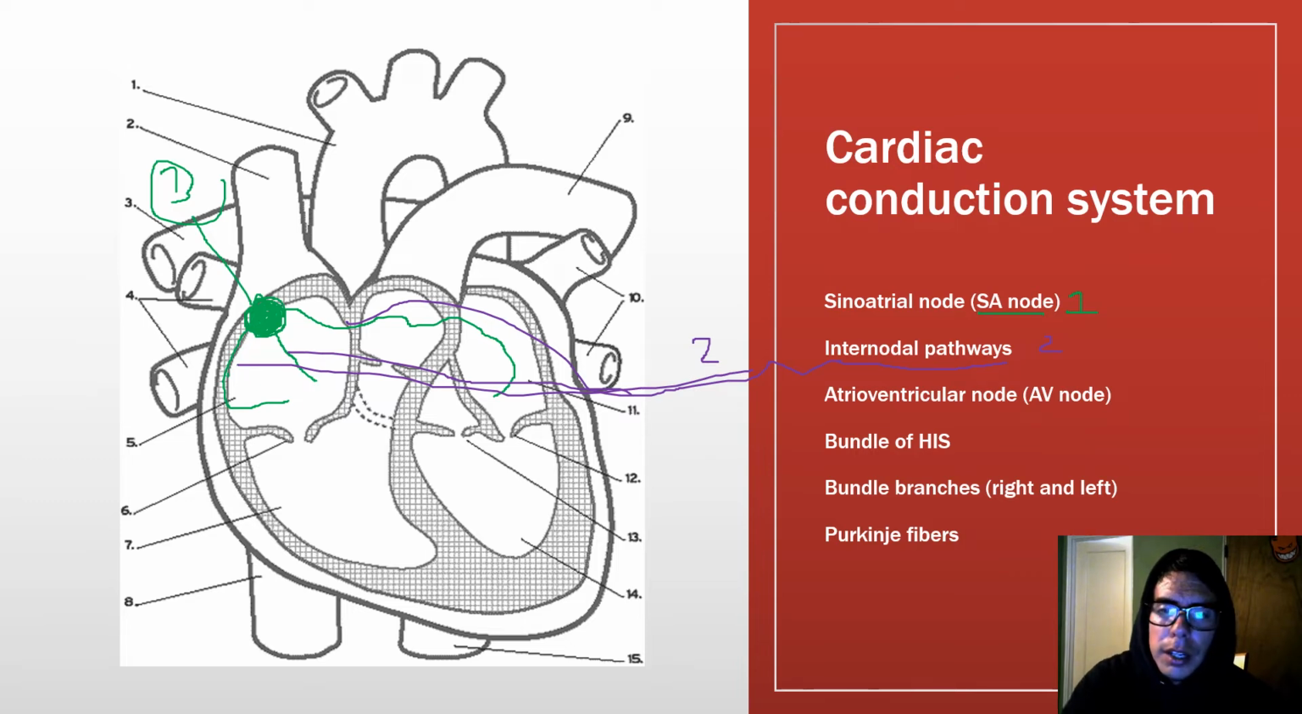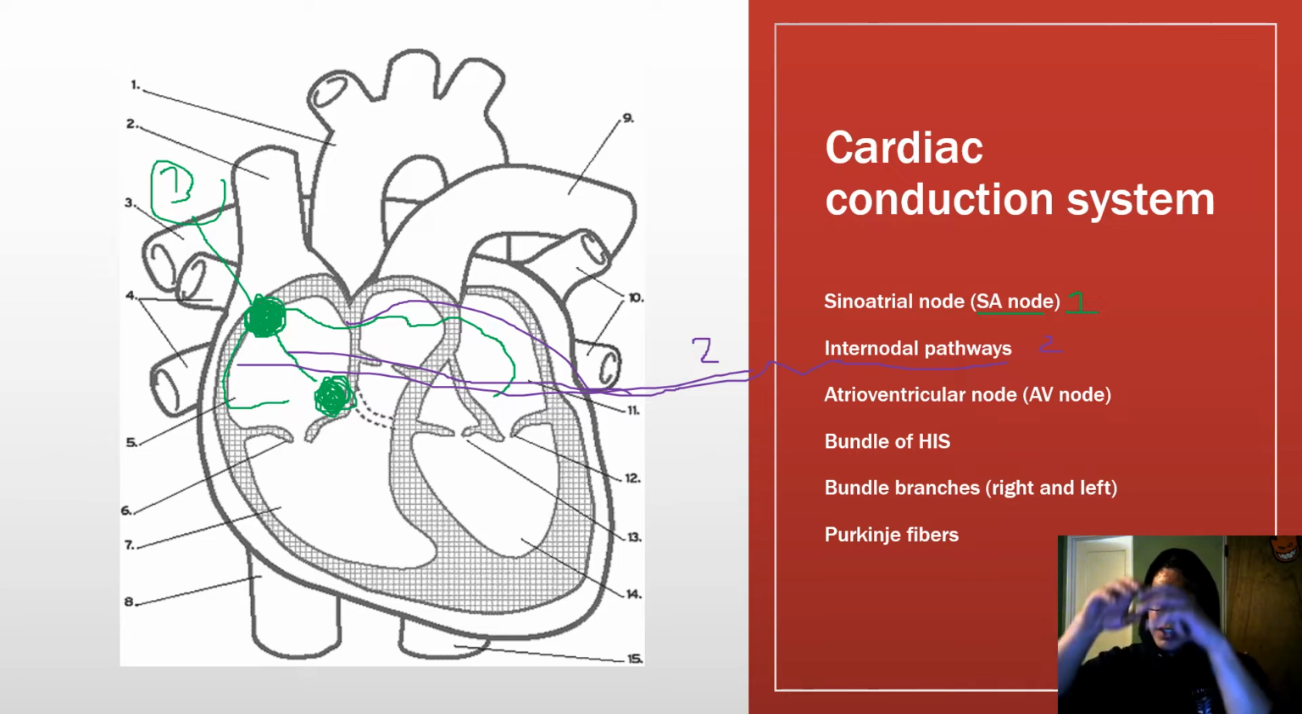Then we have, right about here-ish, another node of dense cells. And the way it works is they're interwoven, like mesh-like cells or fibers. And it's so interwoven and dense that it causes resistance. So when the impulse comes through really quick, it gets to that node and it has to force its way through, which slows it down for a second.